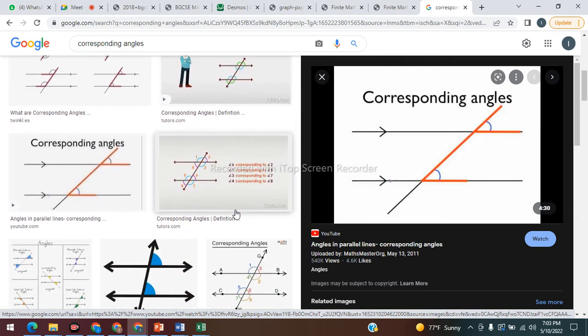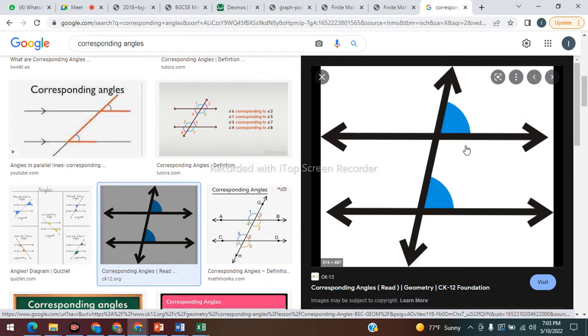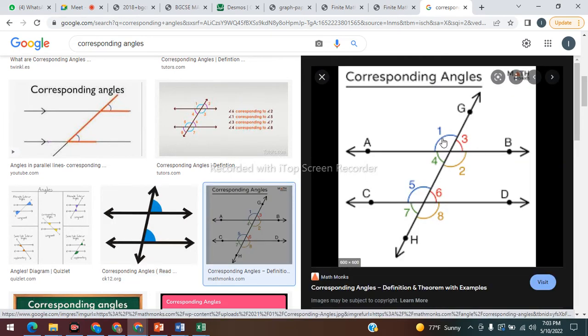Going again, and this one gives us some more. So 1 and 5, 2 and 8, 3 and 6, 4 and 7. That's what we mean by corresponding angles.